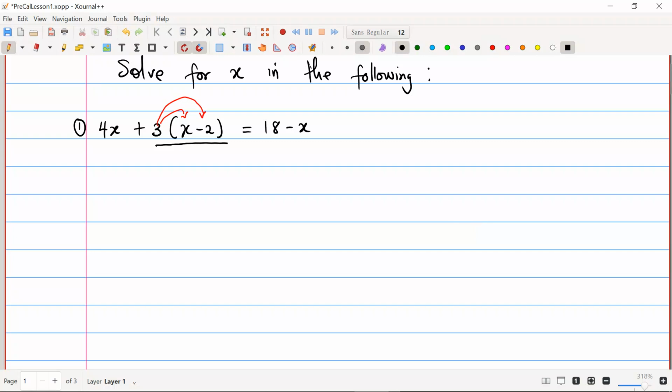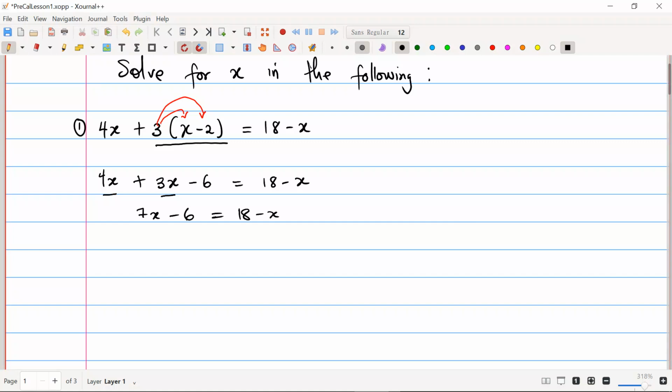Okay, so one thing we do, we have 4x plus 3 times x, you have 3x. 3 times -2, we have -6, and this should be equal to 18 minus x. Okay, now we have like terms. So the next thing you do is think of like terms. We have 4x here, we have 3x here. So one thing we can do is add the number of x's we have. So we have 4 of the x's in the first term, second term is 3 of the x's. So if you combine them, we have 7 of these x's here, minus 6 should be equal to 18 minus x.